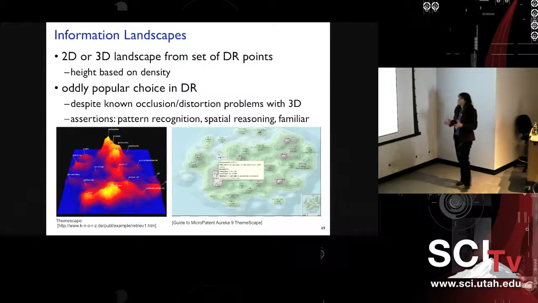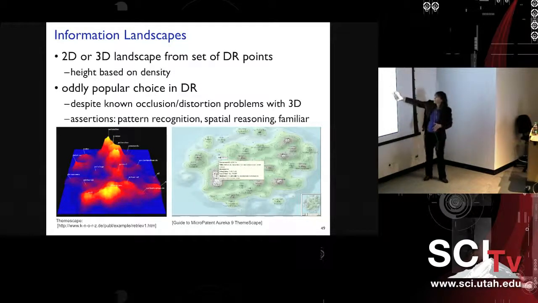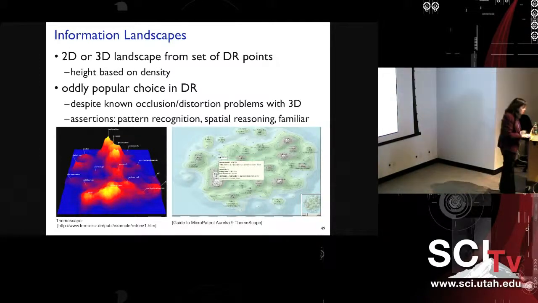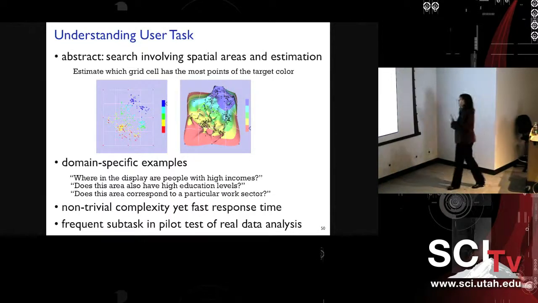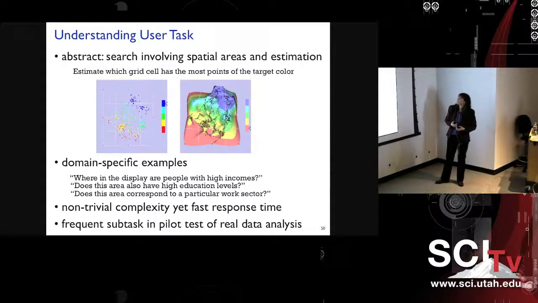And there were a lot of assertions in papers that talked about pattern recognition and, let's invoke the spatial reasoning, and, well, it's familiar, there's mountains just out the window, so shouldn't we really need mountains for our abstract data? So we thought, let us investigate in a little more detail. Let's try to understand what's an abstract task that maps to this kind of use of landscapes.